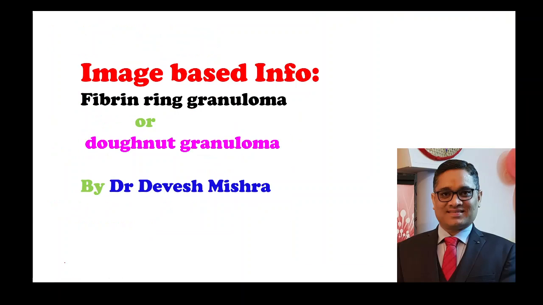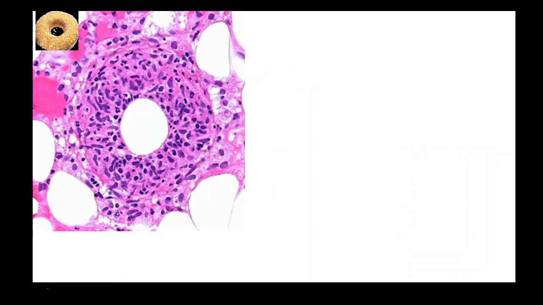This image based info is about Fibrin Ring Granuloma, which is also known as donut granuloma. So what is fibrin ring granuloma? Why is this called donut granuloma? Obviously the name itself is implying that this granuloma will consist of a ring of fibrin, and this ring of fibrin will resemble a donut. That is why it is called donut granuloma. So let's see how it will be formed.